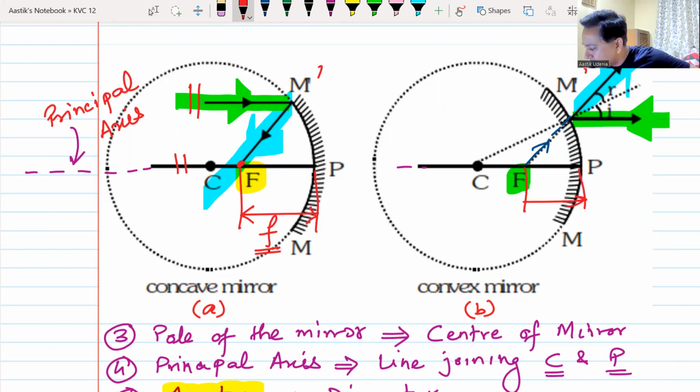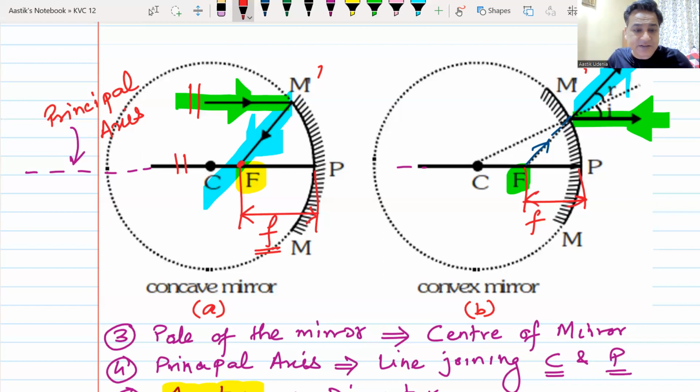I missed giving you this definition after the focus. After focus, I went to focal plane, so I missed that entire part. Focal length of the mirror f is the distance of the focus from the pole of the mirror. FP is known as the focal length. Do we all understand this? Okay. So please note this down.